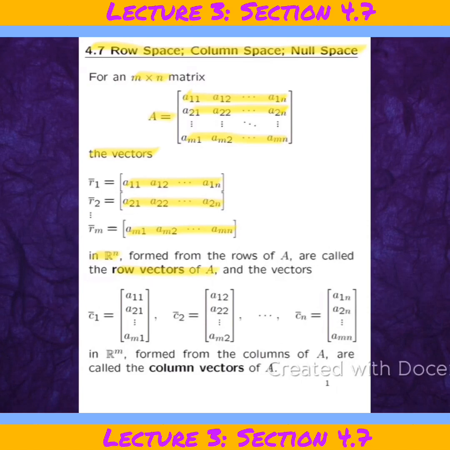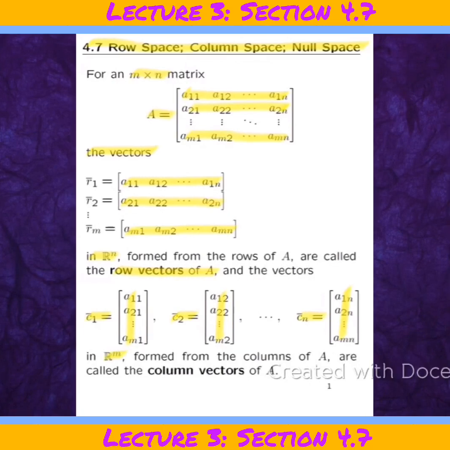And again, the column vectors are just the vectors formed by taking the columns of the matrix A. There are n such columns, and each column vector is in Rm because there are m rows. As I said previously, we call these the column vectors.